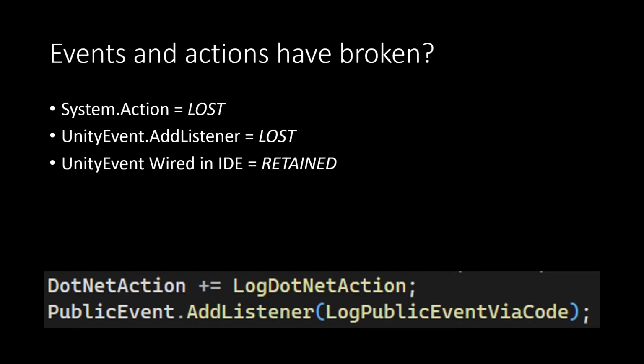When we do this, our events are lost. Some of them anyway. So when we have anything tied up through System.Action, that's lost. Anything through UnityEvent.AddListener, so we did this with C# code and we added a reference, that's lost as well. But anything that was wired in the IDE through a Unity event is retained.